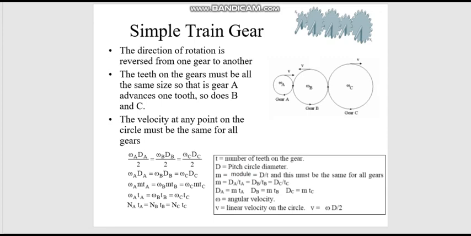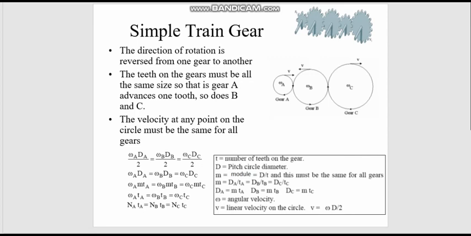So let's shift gears a bit and look at the various types of gear systems. The first gear system that we're going to look at is called a simple gear train. So these are examples of the simple gear train, where you have gears connected together at the edge in series as shown here.